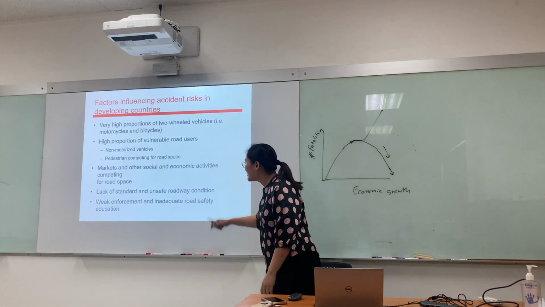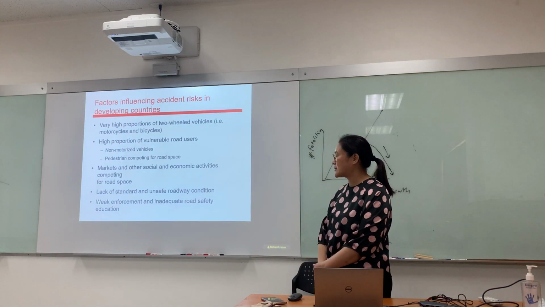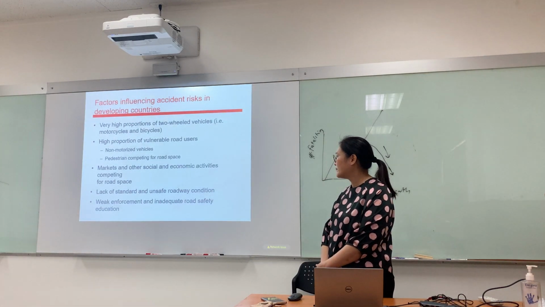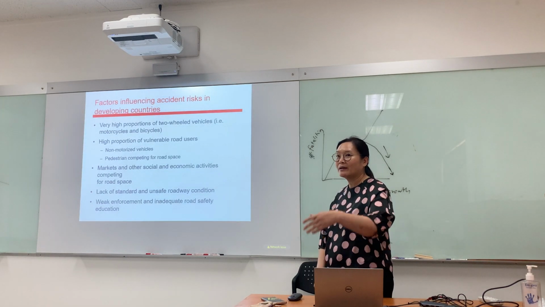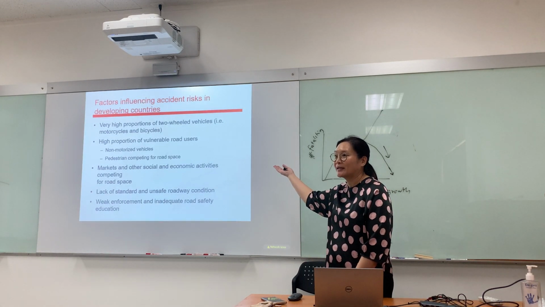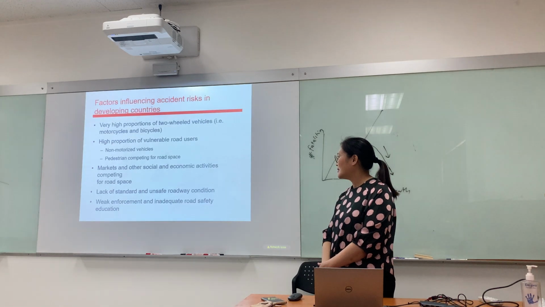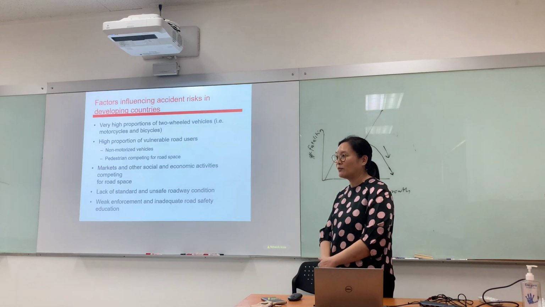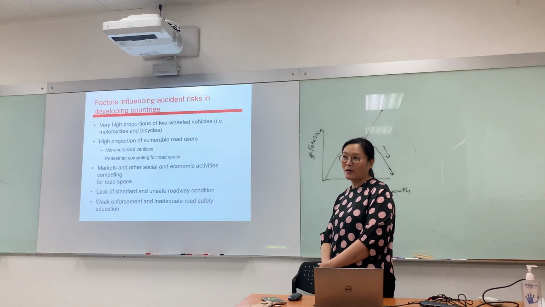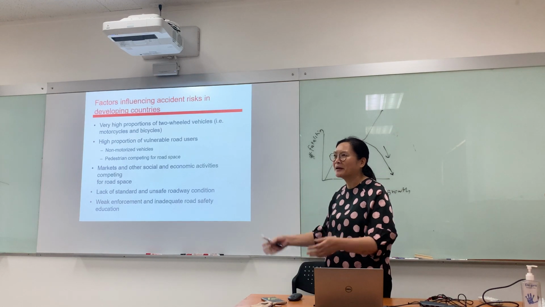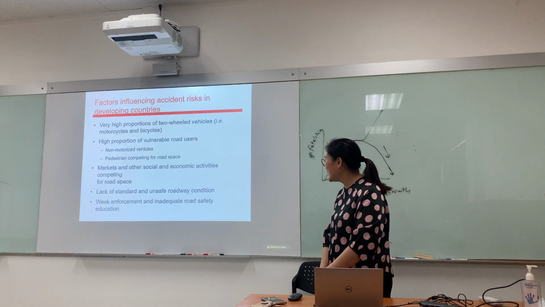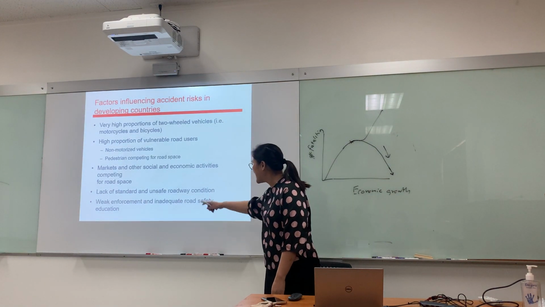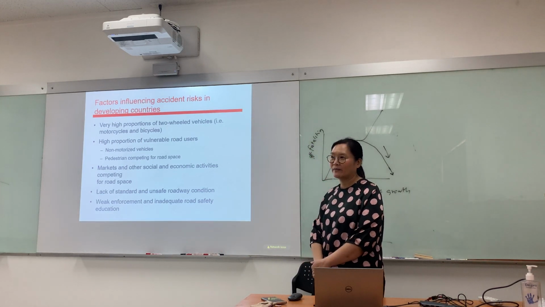And then what happened? We have lack of standards and unsafe roadway conditions. See, no standard. Even I asked Chui, no standard on roadside safety. See, unsafe roadway condition. You see, critical slope 1 to 3. Our side slope is 1 to 2, even more critical. Everything looks worse. Looks bad. And then next, we have weak enforcement and inadequate road safety education.